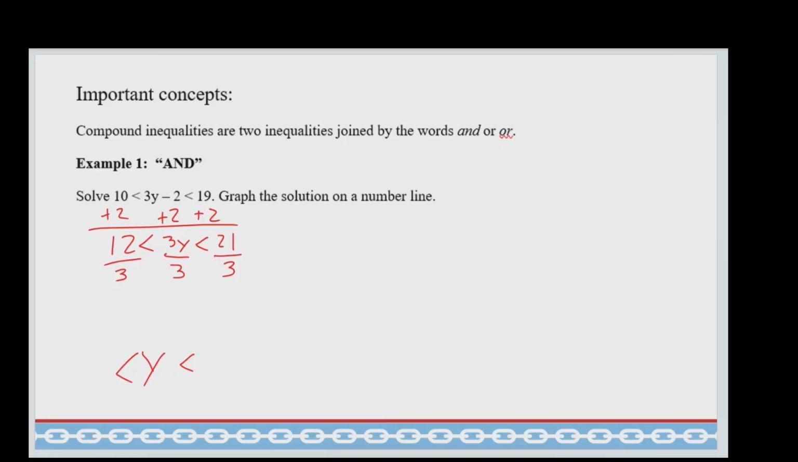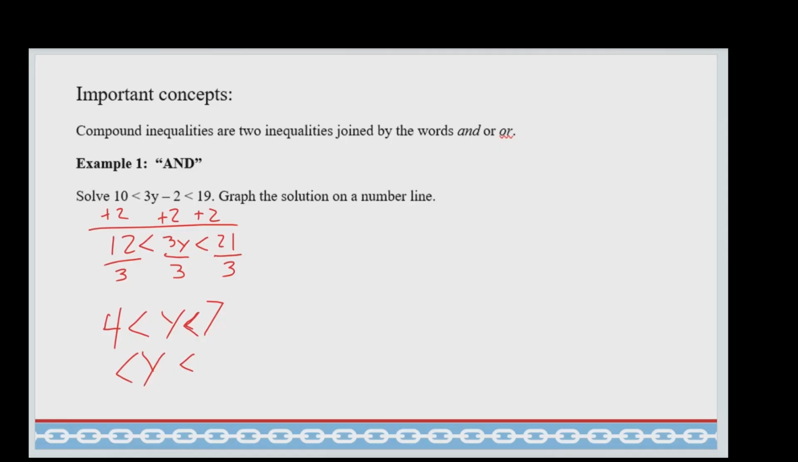So 12 divided by 3 is 4. 3y divided by 3 is just y. And then 21 divided by 3 is 7. My symbols stay the same. I had the less thans, and they're going to move all the way down. This is the and case.